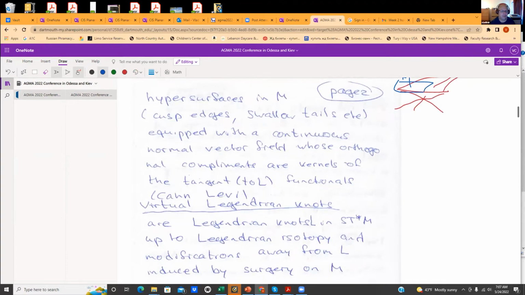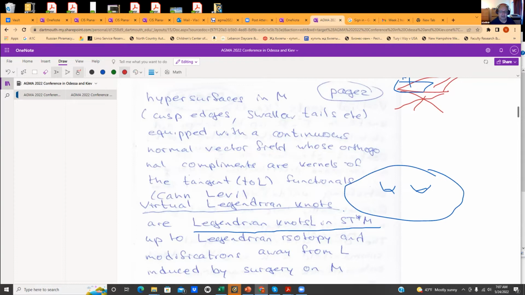So now the virtual Legendrian knots were introduced by Dartmouth students Patricia Kahn and Daisy Levy, and what they are is that they are Legendrian knots in the spherical cotangent bundle of a manifold. But similar to usual virtual knots, they're considered up to the following equivalence relation: you have this front projection, something like that, and it's equipped with a co-oriented normal vector field.